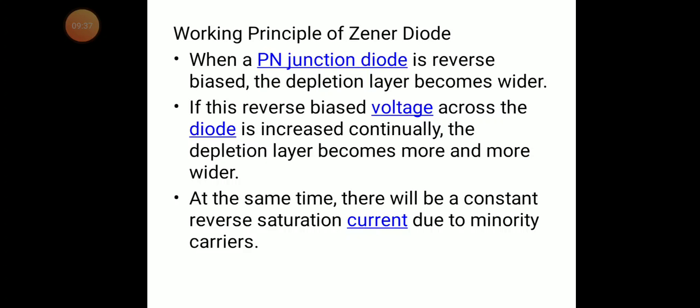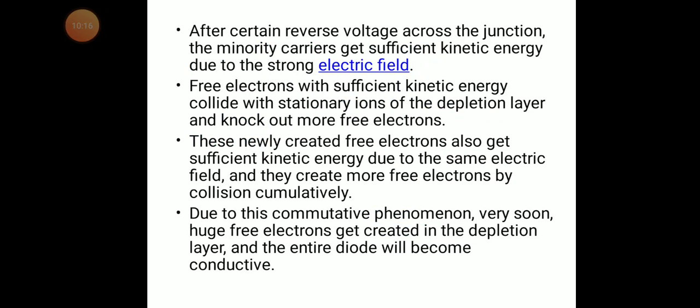At the same time, there will be a constant reverse saturation current due to minority charge carriers. So the junction depletion layer is widening, and also another effect is there: we have some minority charge carriers. Because of this reverse bias, a constant reverse saturation current is produced through the junction. The constant reverse saturation current exists because of these minority charge carriers.